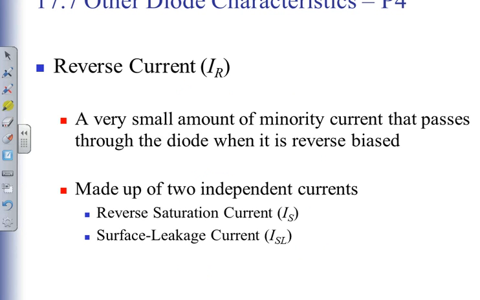Reverse current. A very small amount of minority current passes through the diode when it is reverse biased. So 1,000th of what we would expect if it's forward biased, but a very small amount does go through, and we would have to know that value. We have two independent currents going on: a reverse saturation current, and a surface leakage current. Reverse saturation current is the breakdown one. The surface leakage current is until we get there.